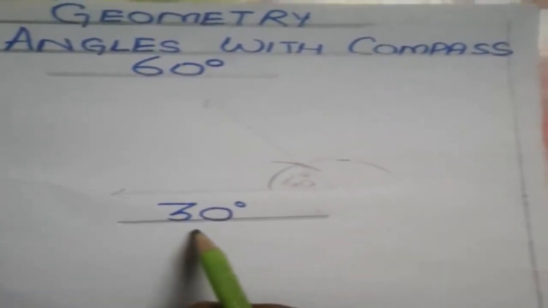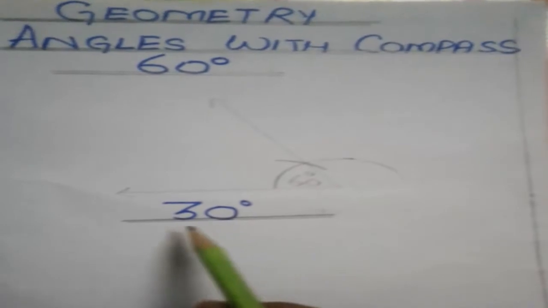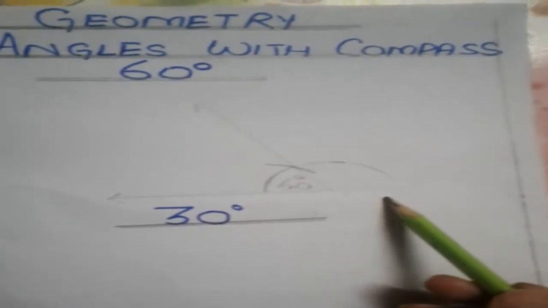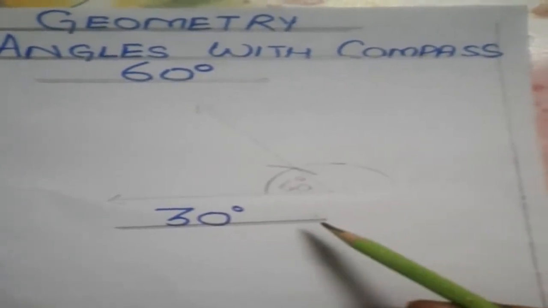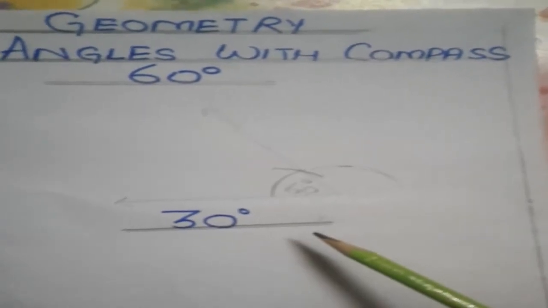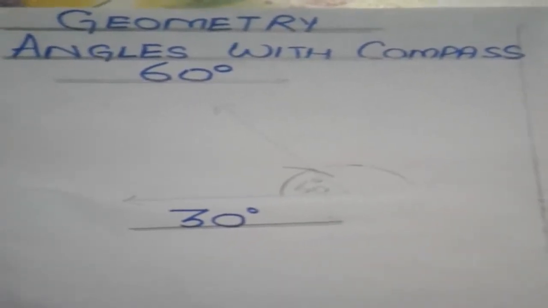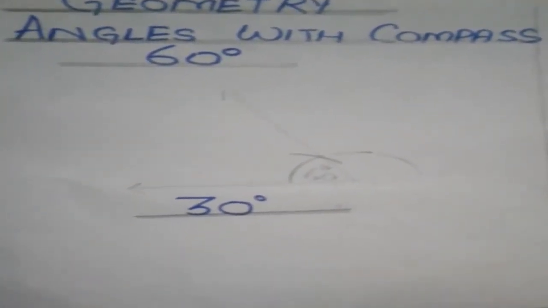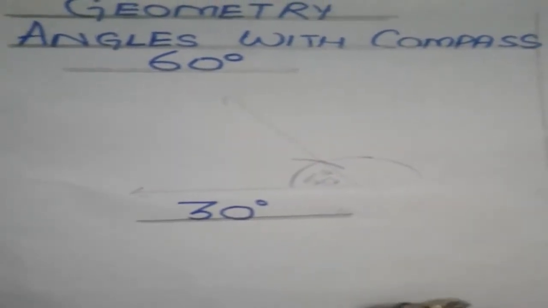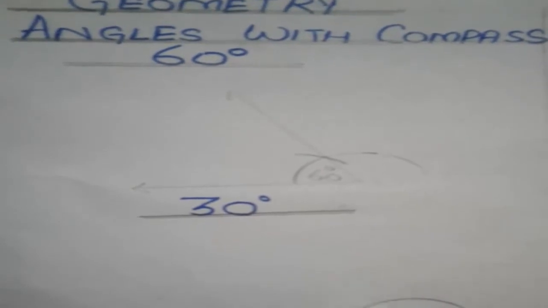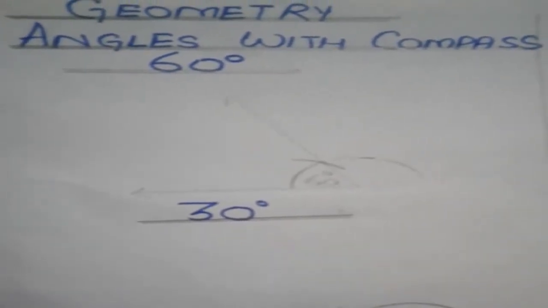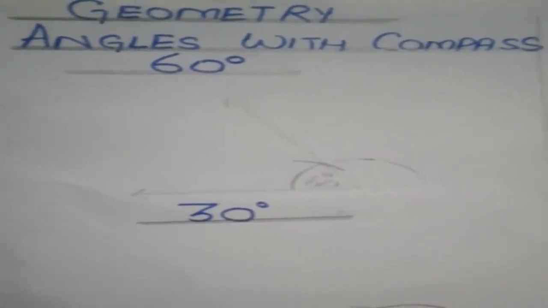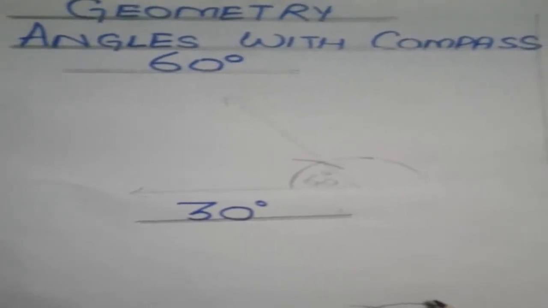Now the next angle is the angle of 30 degree. For the angle of 30 degree, first we draw the angle of 60 degree. Always remember that 60 degree and 90 degree are the helping angles. Now first draw the angle of 60 degree by the same process. Put the compass at this point and then draw a semicircle. Then again put the compass at this point and draw this arc. This arc is called angle of 60 degree. This point is 0 degree. This point is called angle of 60 degree.